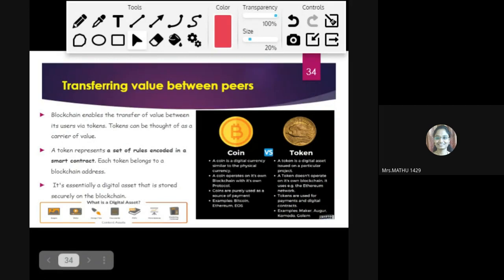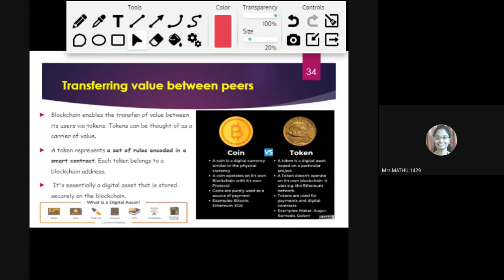The next feature of blockchain is transferring value between peers. So here it is again the same code, same kind of thing. Earlier we have talked about digital currency, right? E-cash, digital currency we have talked about.